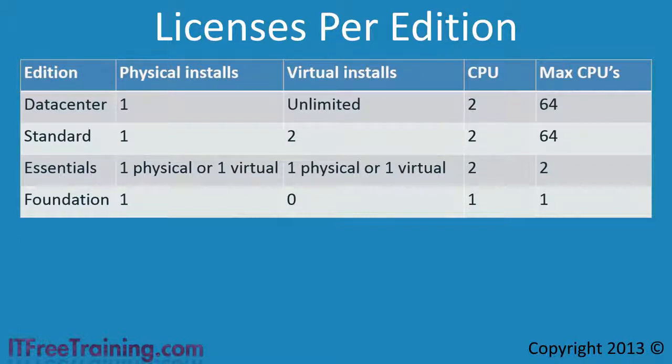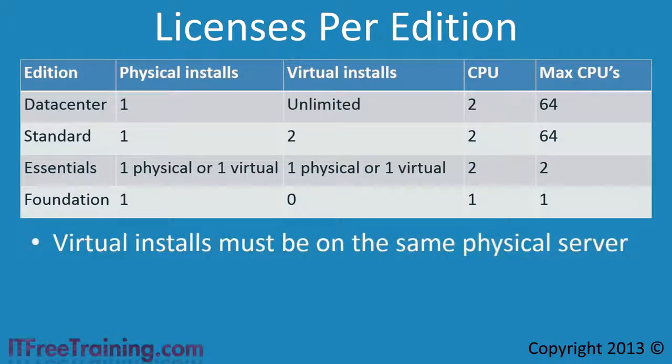To start with, you can see the Data Center Edition, like all the other editions, allows one physical install per server install, but an unlimited amount of virtual Windows Server 2012 instances to be run on that physical server. Virtual instances must be run on the same physical server. They can be run on a different physical server only if there are licenses on that server that allow this.